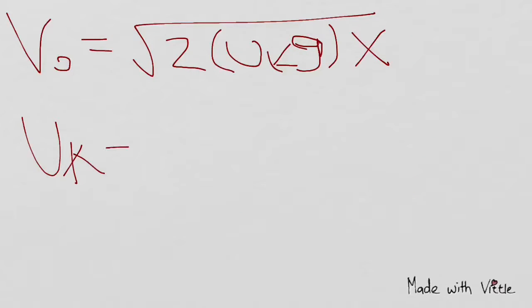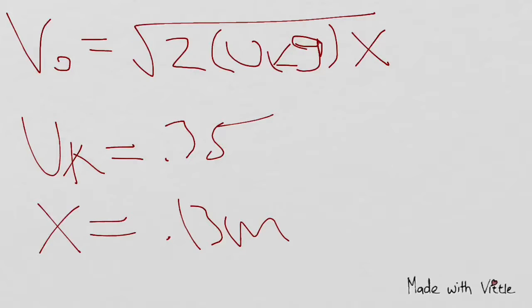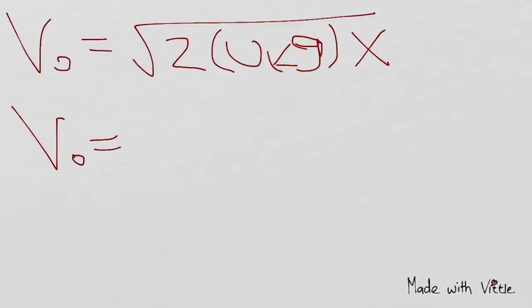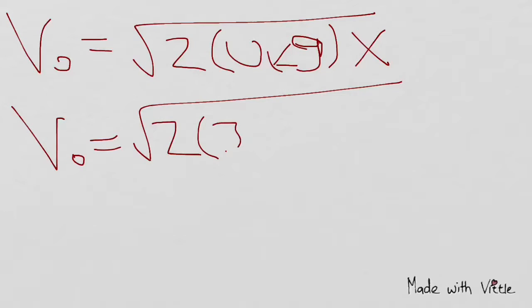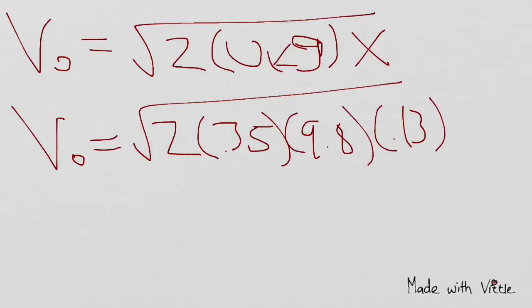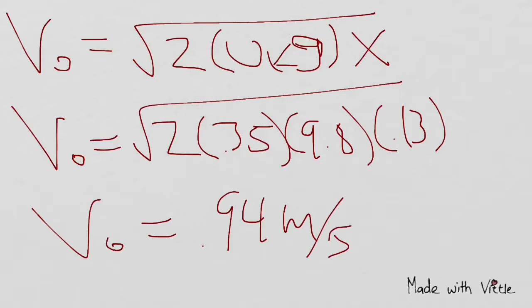We got our coefficient of friction of 0.35 from an online source called engineeringtoolbox.com. That is the coefficient of friction between two pieces of dry wood. You saw in the video that the distance the blocks traveled after the collision was 0.13 meters. So after plugging in our given values, we'll get the square root of 2 times 0.35 times 9.8 times 0.13. This will give us a value of 0.94 meters per second for the velocity right after the collision.